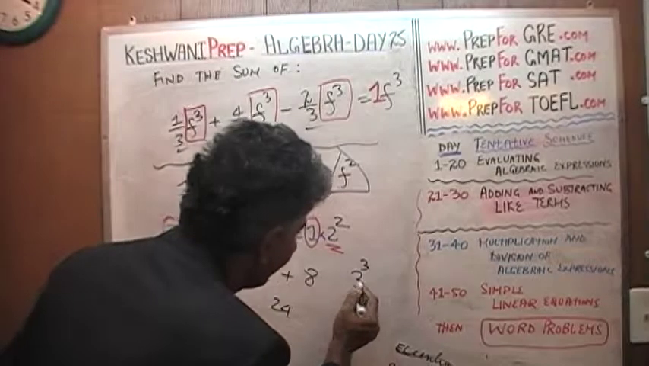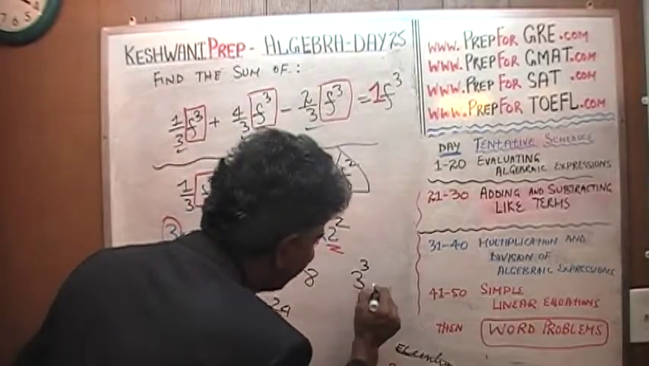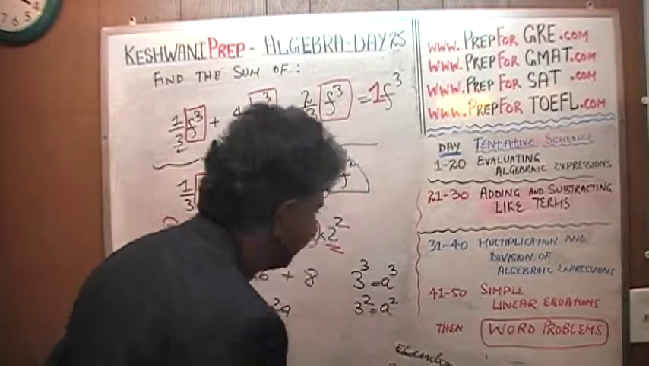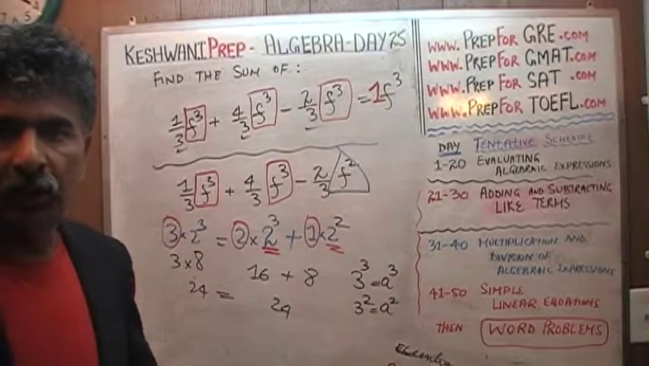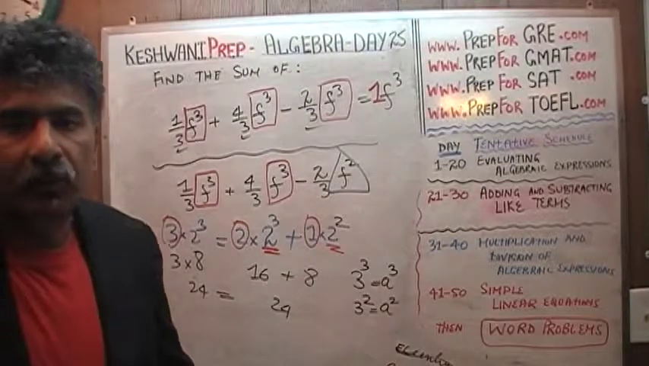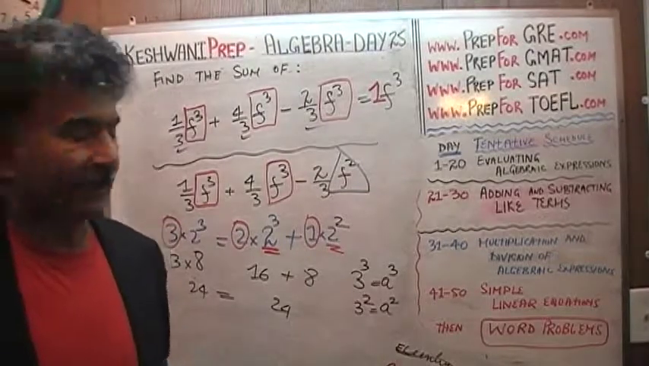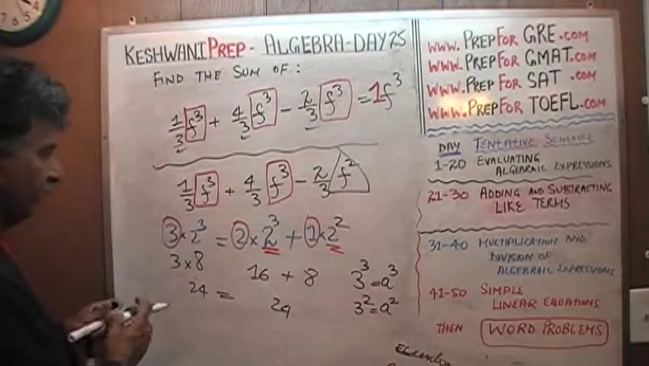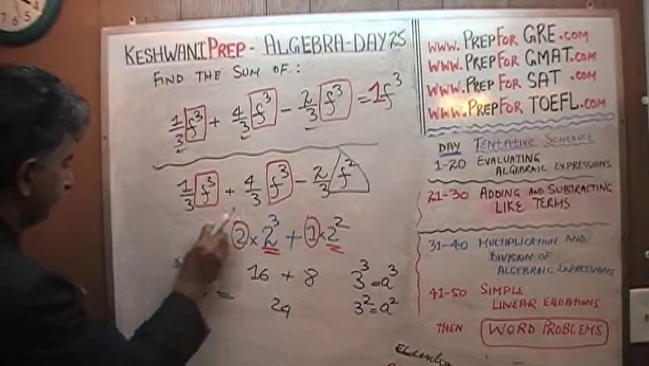Think of this, if a happens to equal 3, this will be a cubed and this will be a squared. A cubed plus a squared is just a cubed plus a squared. You cannot do anything with it. You cannot simplify it. They are unlike terms. They are dissimilar terms. They are not like terms. So what happens here? Let me erase all of this then.